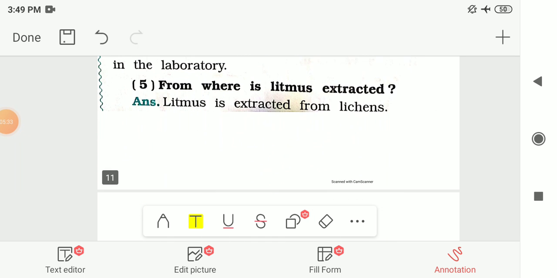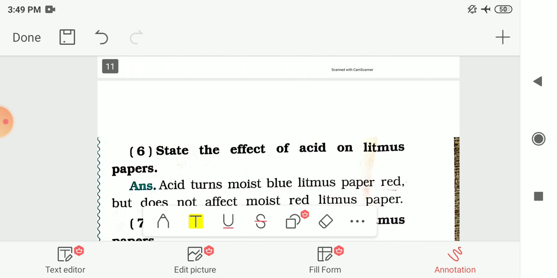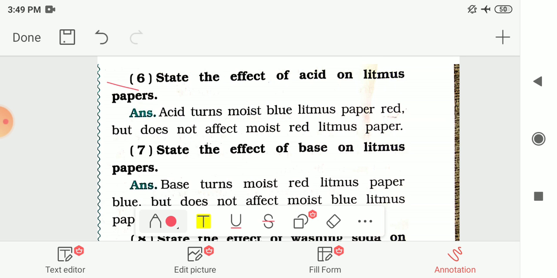Next is fifth number. From where is litmus extracted? From where are we getting the litmus? Litmus is extracted from lichens. From these lichens we get the litmus, and we use it to check whether any substance is acidic or basic. Next is sixth number.